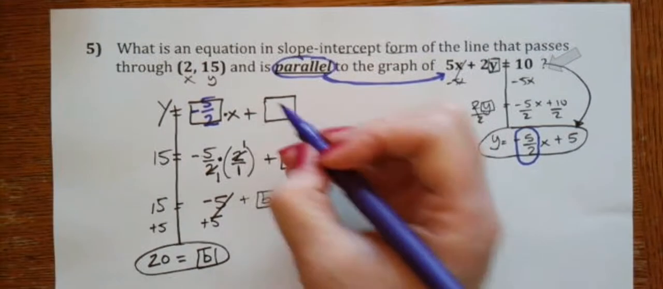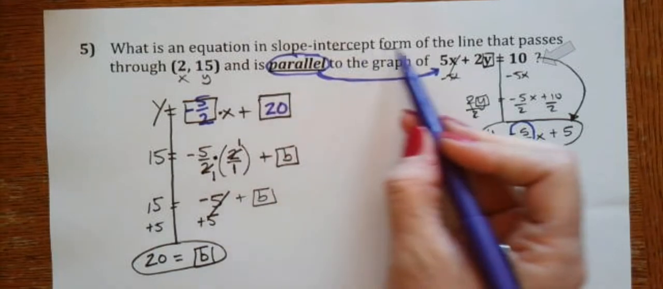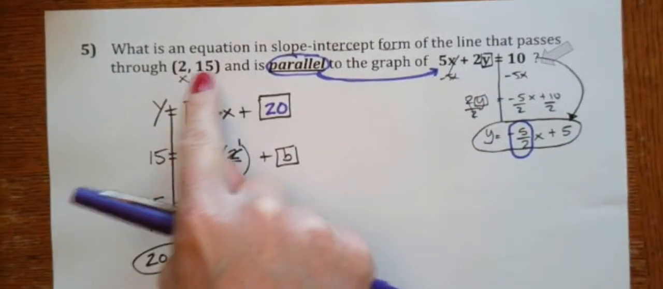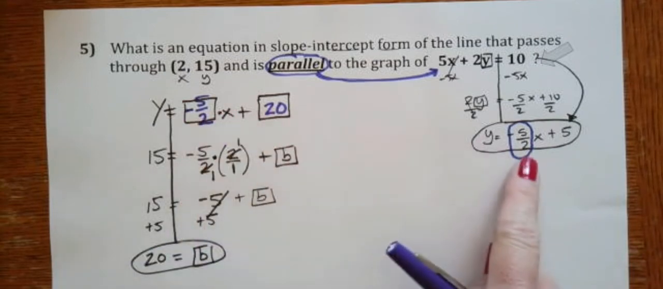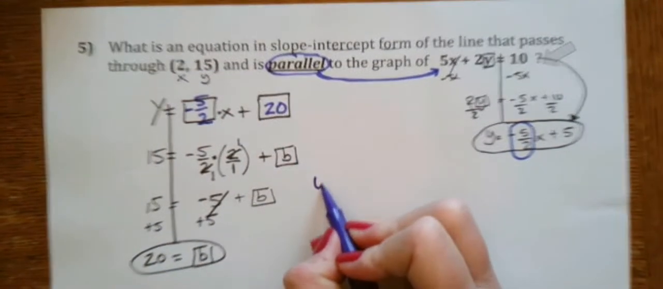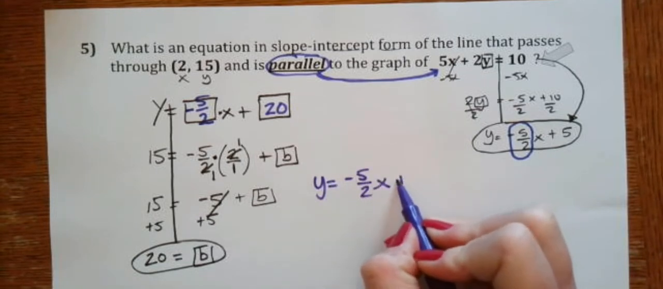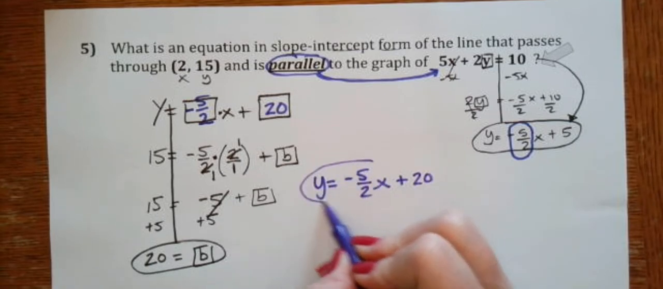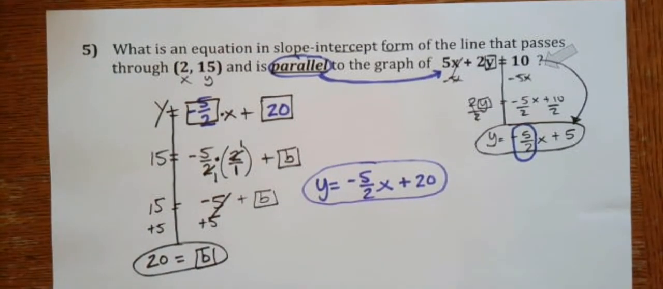So I'm going to go back up here. The intercept is 20. So what is the equation in slope-intercept form of the line that passes through this point and is parallel to this line? Well, parallel lines have the same slope, and if it goes through this point, it will have an intercept of 20. So my final answer will be y equals negative 5/2 x plus 20. There we go. Not too bad, using algebra.